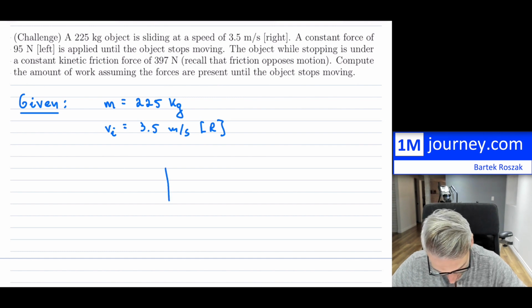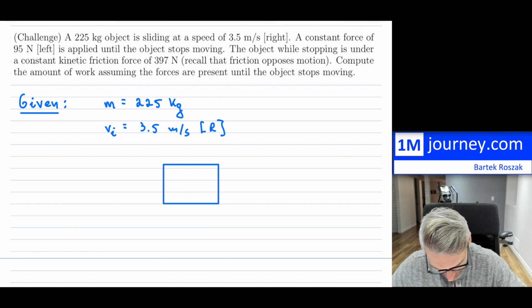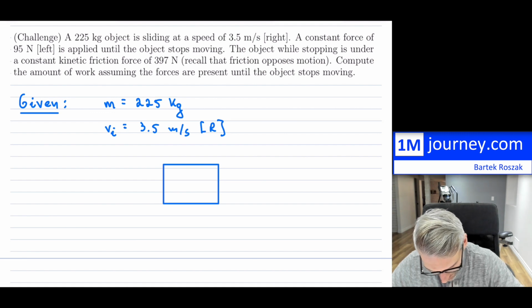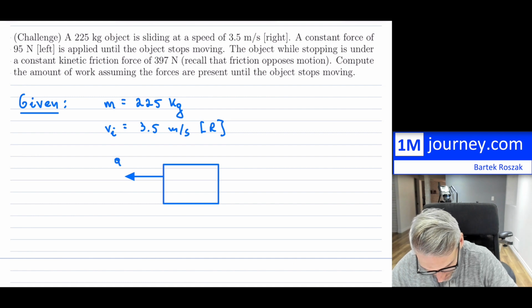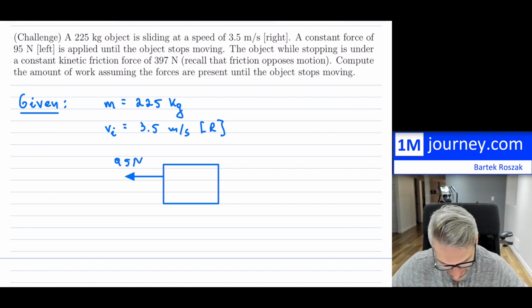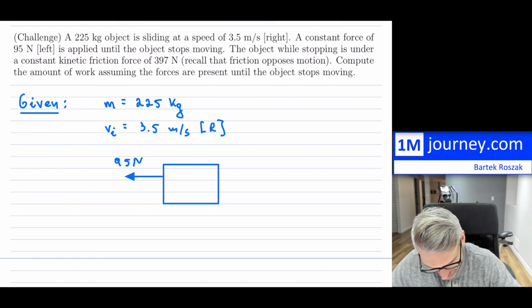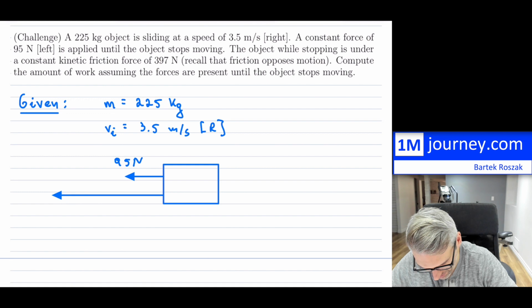So let's draw this out. Here it is. We have 95 newtons to the left. Now the object, while stopping, is under a constant kinetic friction force. So there's another friction force, and this one's much bigger. That's going to be in the opposite direction.